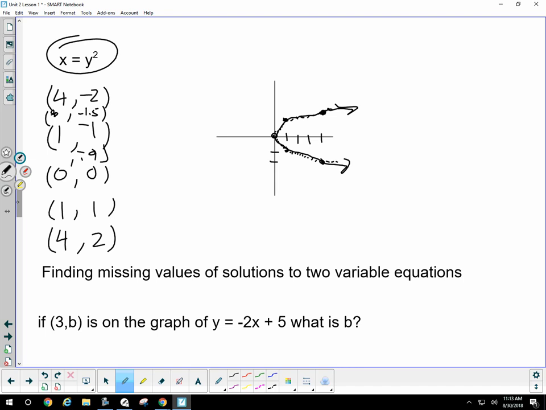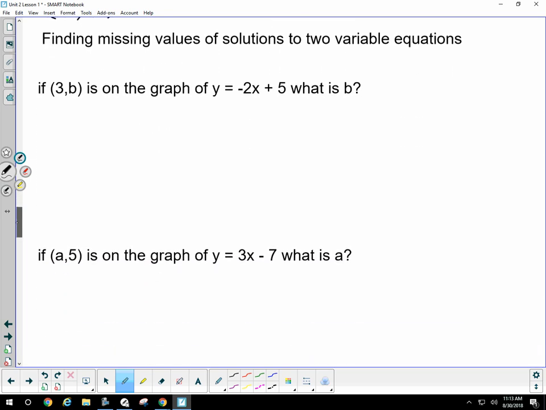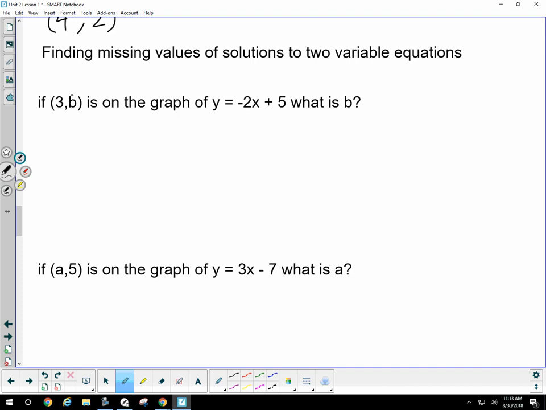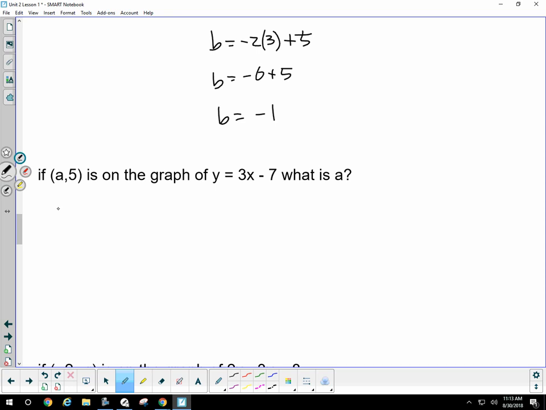All right? Now, some questions I could give you is, hey, if you have an x coordinate of 3, what would be the y coordinate of the graph of that? It's very simple. Just go ahead and substitute in the 3 for x and the b for y, so you can find b. If I have A5, what is A? Substitute A for X, 5 for Y.